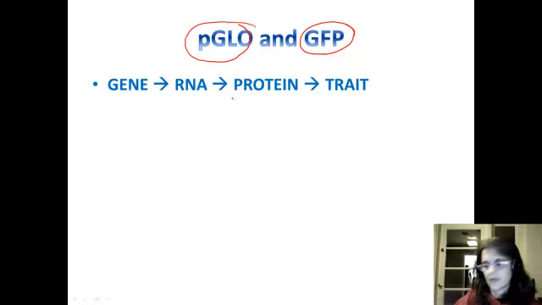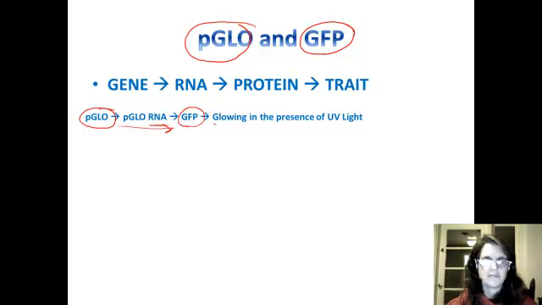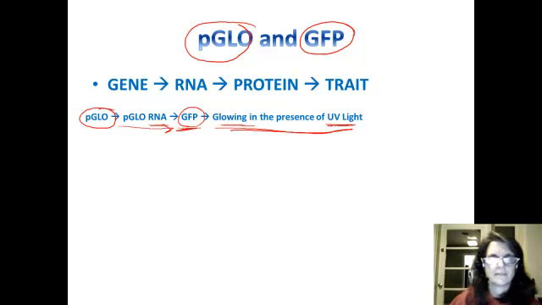In the case of what we are studying in this lab, our gene is the pGLO gene. It is transcribed by the bacterium once we put it in there. It is transcribed into RNA. The RNA is then translated into the actual protein called green fluorescent protein, or GFP. And the trait that we get when that protein is made is glowing of the organism when it is in the presence of UV light. Okay?